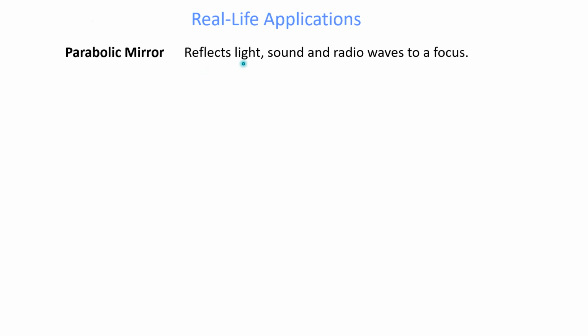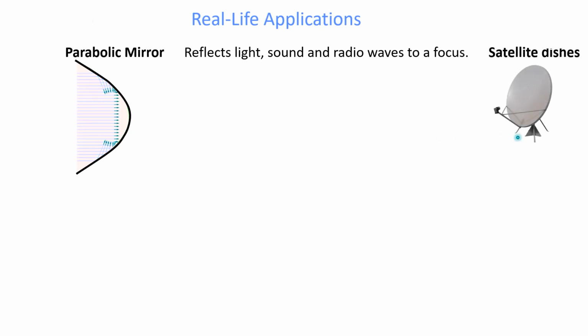Now, looking at the real-life applications of parabolic curves, we have a parabolic mirror. What this does is reflect light, sound, and radio waves to a focus. So, in this diagram that we have here, we can see the waves hitting the parabolic surface and reflecting onto the focus. Now, we can see an example of this in real life, the satellite dish.